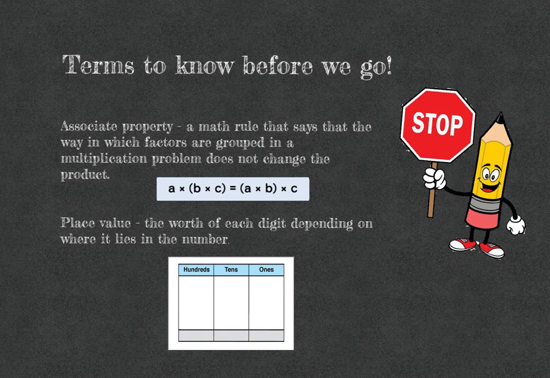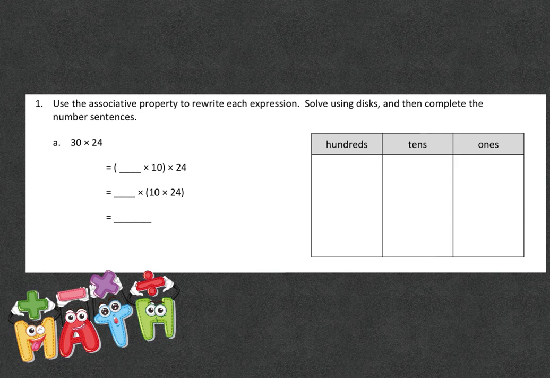Let's take these ideas and combine them with what we'll learn in today's lesson. Let's go! Let's work together to solve this problem. The first part, we are going to use the associative property to rewrite each expression. Now, if you remember, the associative property allows us to use the factors of a number to help us multiply.